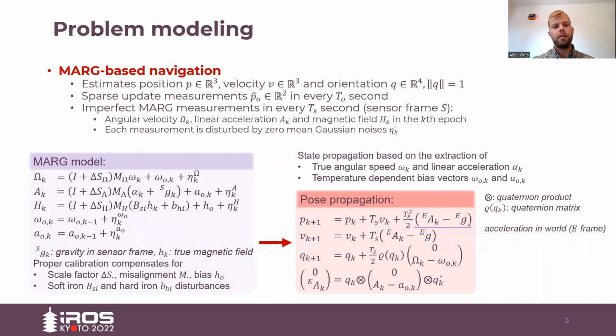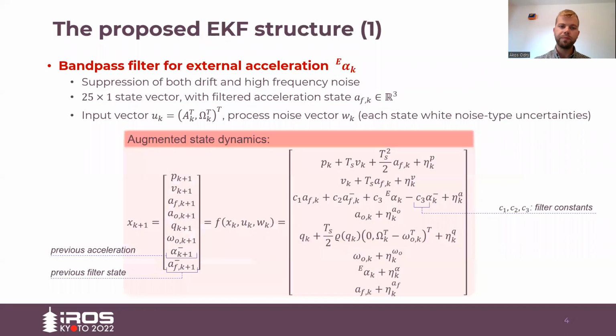MARG-based navigation estimates the position, velocity, and orientation of the moving body. We considered sparse update measurements. These are planar measurements every T0 second, and we had imperfect MARG measurements at a significantly higher rate, every Ts second. The formulation is capitalized on the MARG model, which captures the imperfect nature of these measurements. If proper calibration is executed, then the true angular velocity and linear acceleration vectors can be extracted from this model, and this fundamental 10-dimensional pose propagation is formulated.